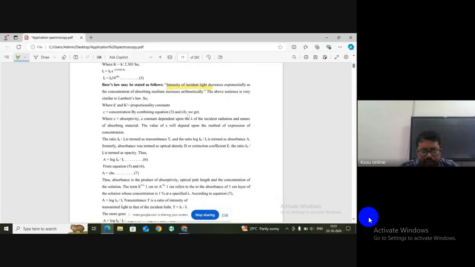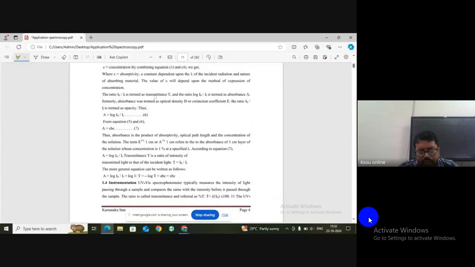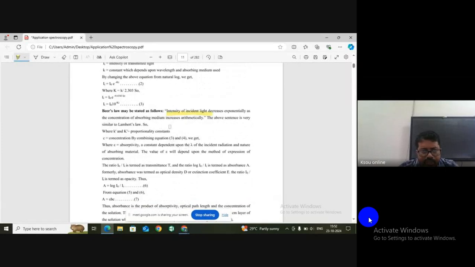By combining equations 3 and 4, where C is equal to concentration, we get the combined equation, where epsilon r is the absorptivity, a constant that depends upon lambda, the wavelength of the incident radiation, and the nature of the absorbing material. The value of epsilon r will depend upon the method of expression of concentration.